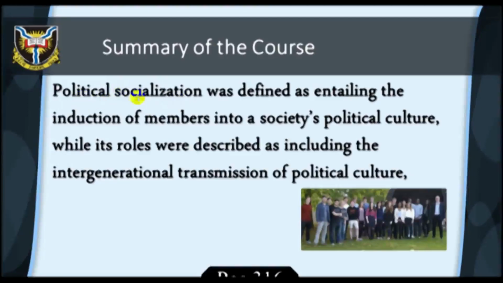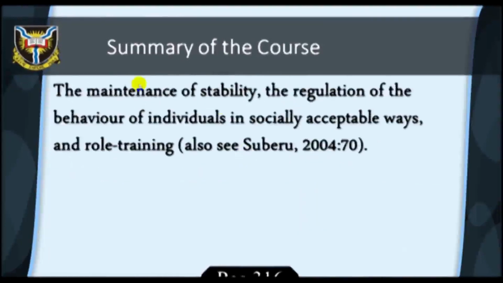In Lectures 5, 6, and 7, the main focus was political socialization. We looked at the meaning and roles of political socialization. In simple terms, political socialization was defined as entailing the induction of members into a society's political culture, while its roles were described as including the intergenerational transmission of political culture, the maintenance of stability, regulation of the behavior of individuals in socially acceptable ways, and role training.